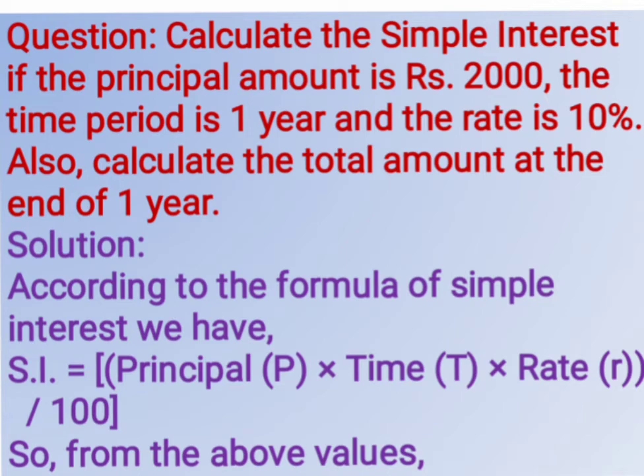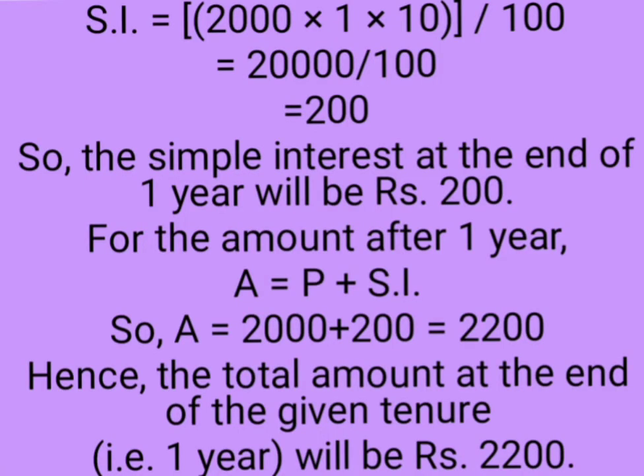So, from the above values, SI is equal to 2000, that is principal, 1 that is time, and 10 is the rate, upon 100. So when we multiply 2000 into 1, we get 2000. 2000 into 10 will become 20,000, and 20,000 when divided by 100, the zeros will be cancelled out, and we will get 200. So 200 will be our simple interest. That is, the simple interest at the end of 1 year will be rupees 200.